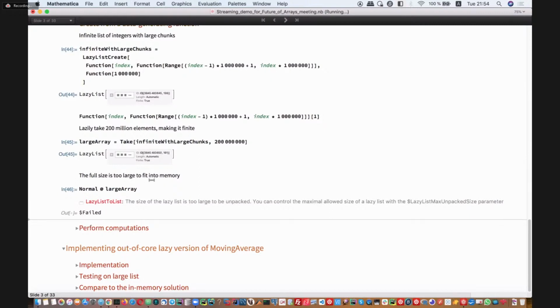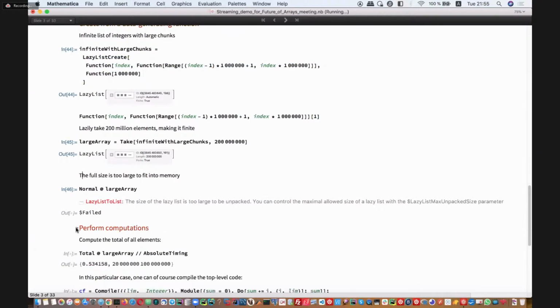Let me just read lazy list create for a second here. So what is that doing? Given the index number, it gives you a function that returns the elements in that chunk. So it's chunked create, a chunked version of table. Yes, exactly. It's just one way to create a lazy list, there are other ways, but here I'm using it out of the function.